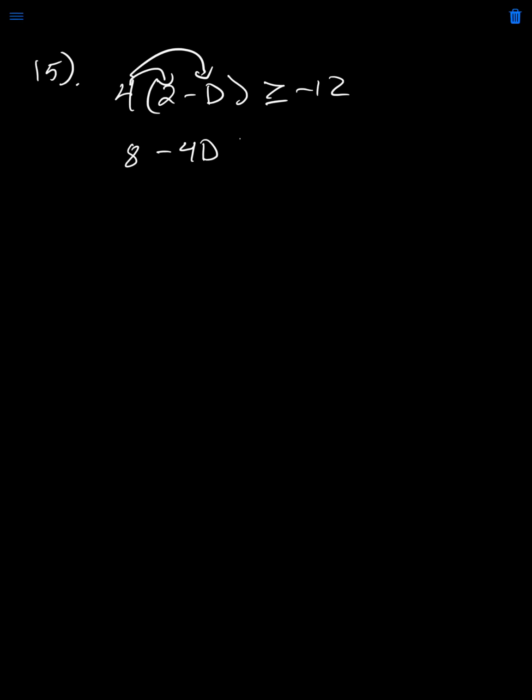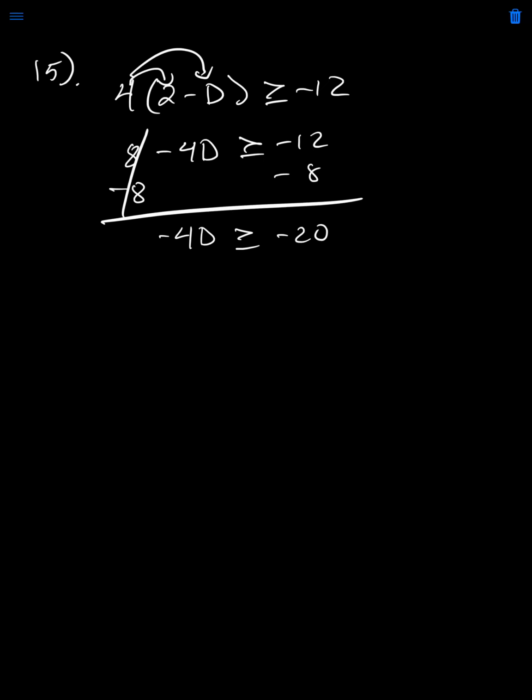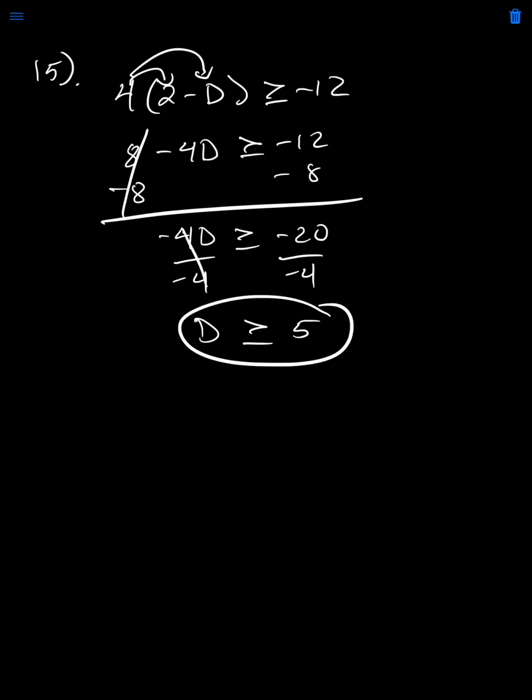15, I have 4 parentheses 2 minus d is greater than or equal to negative 12. I distribute. 4 times 2 is 8. 4 times negative d is negative 4d. Negative 12. Subtract 8 on both sides. Negative 4d is greater than or equal to negative 20. Divide both sides by negative 4. That means d is greater than or equal to 5. Just like that, I am done.